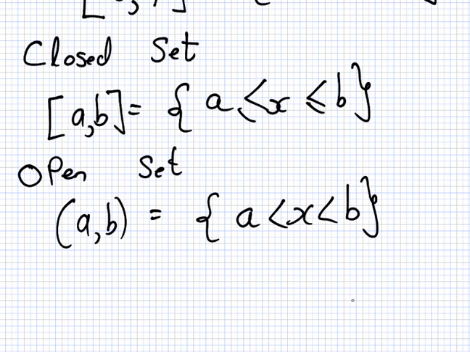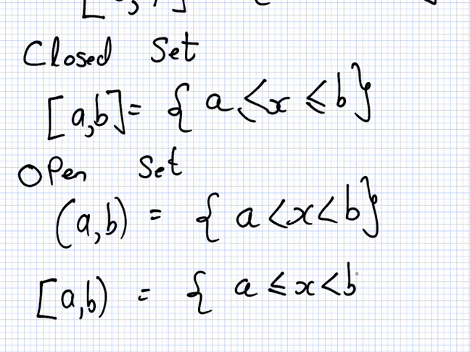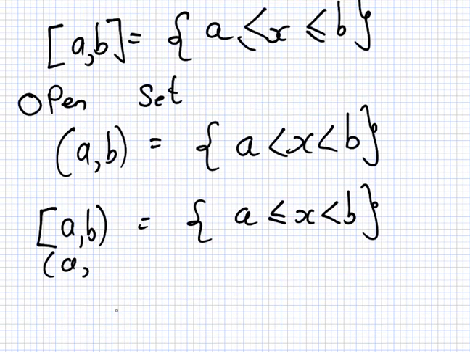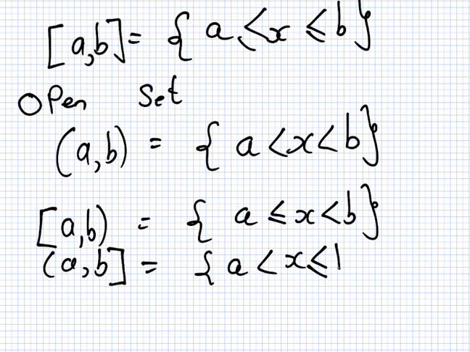Now, in fact, you can have them mixed as well. So something like this, that would be all the numbers from A to B, and you include A, but you don't include B. And of course, the other way around is also possible. If I have the close at the end, this would be all the numbers from A to B, don't include A, but do include B.